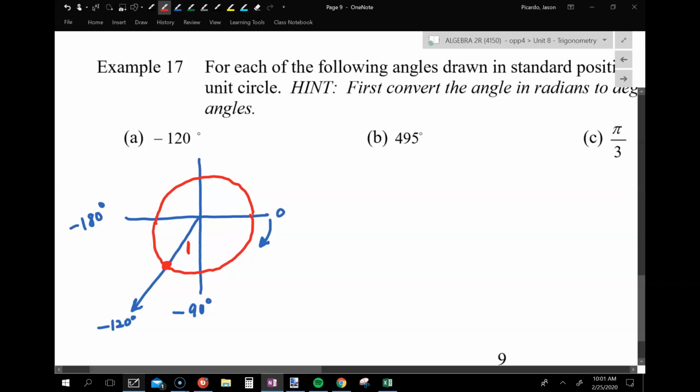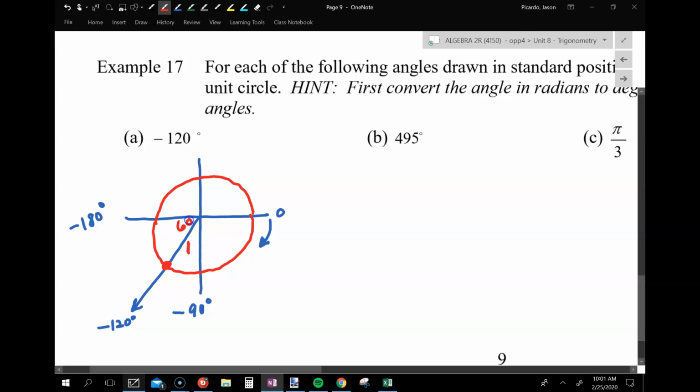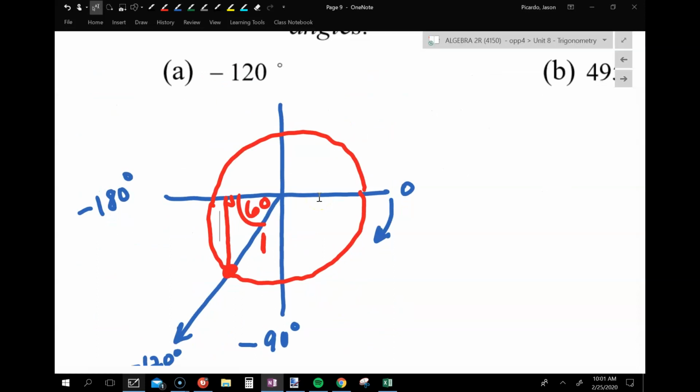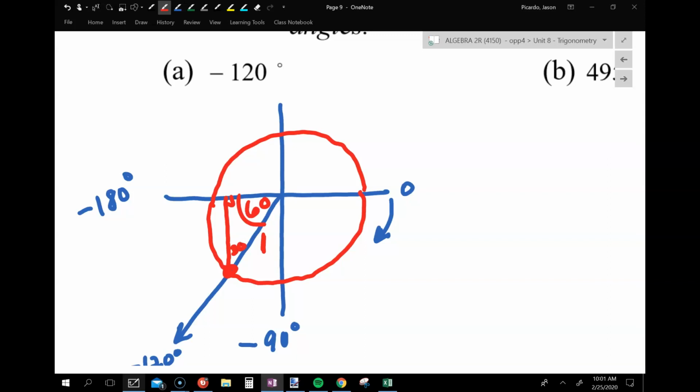What's my reference angle? I'm at negative 120. Where do I want to go? Back to the 0 or to the negative 180? Which is the shorter way? To the negative 180. How far away is it? 60 degrees. So that is 60. And then what am I going to do? I'm going to drop straight down to create my 90, which means the missing angle has to be 30. 30 comes from the fact that if I have a 90-degree angle and a 60-degree angle, the other angle has to be 30 to add up to 180, right?